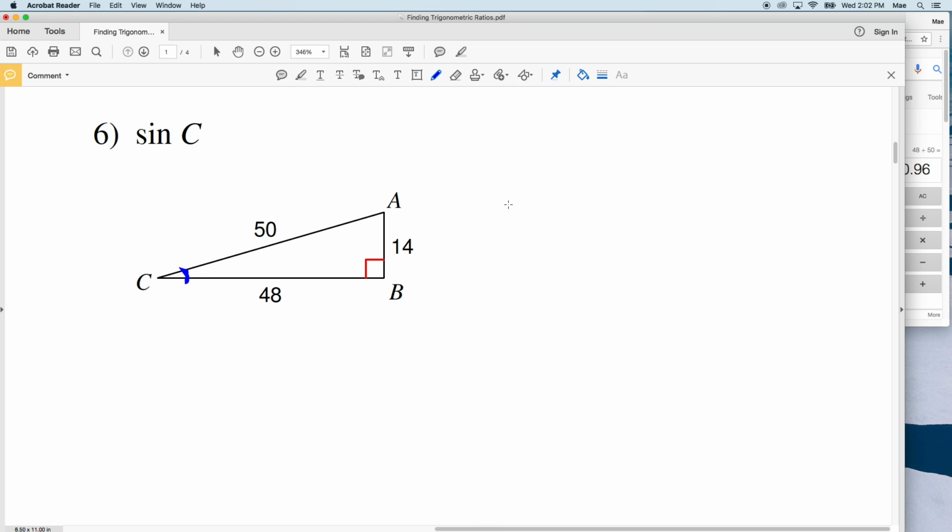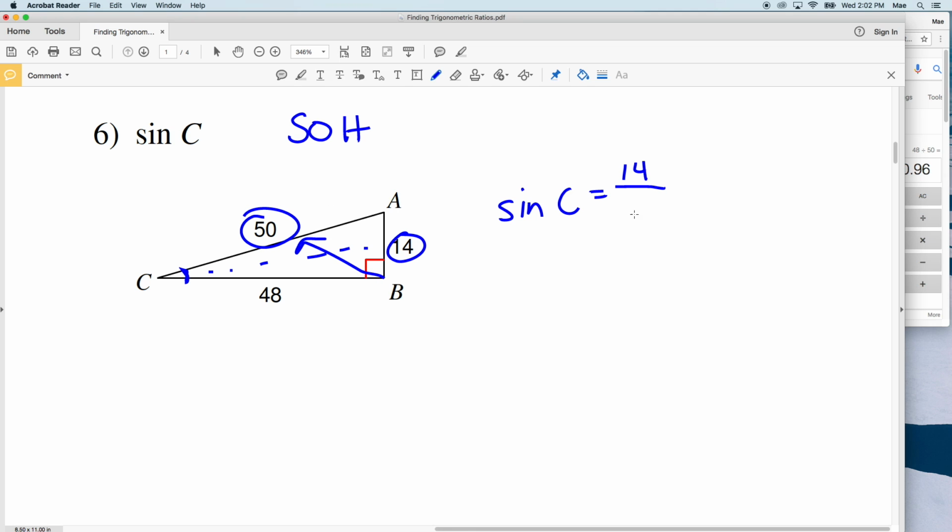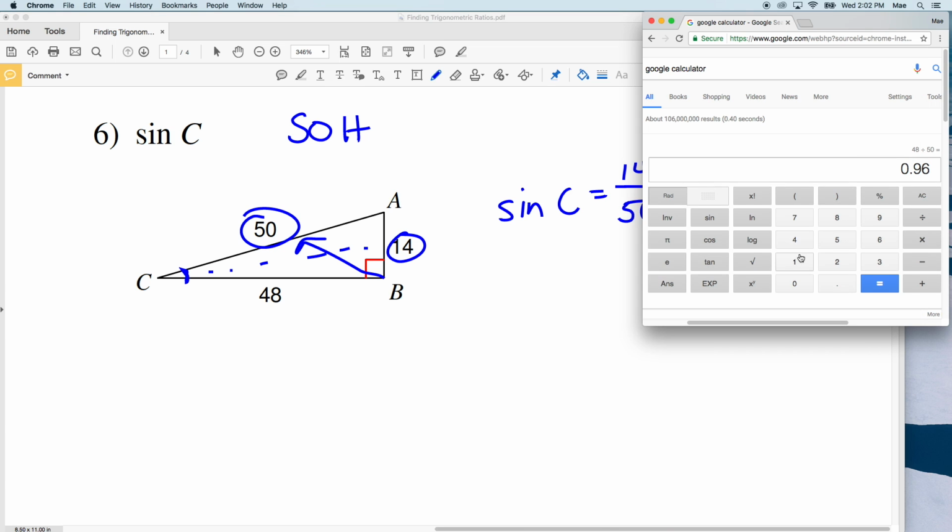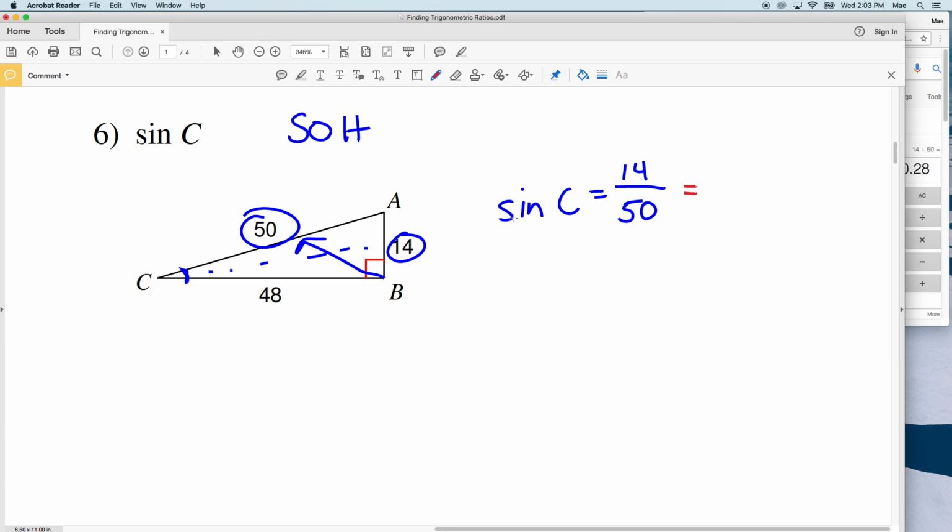For number 6, we're doing sine of C again. Here's our angle C. So sine of C is equal to the opposite side, which is 14, over the hypotenuse. Think SOH. Sine equals opposite over hypotenuse, and the hypotenuse is always opposite the right angle. So our hypotenuse is 50. 14 divided by 50 will give us 0.28. So 14 over 50, the sine of C is equal to 0.2800.